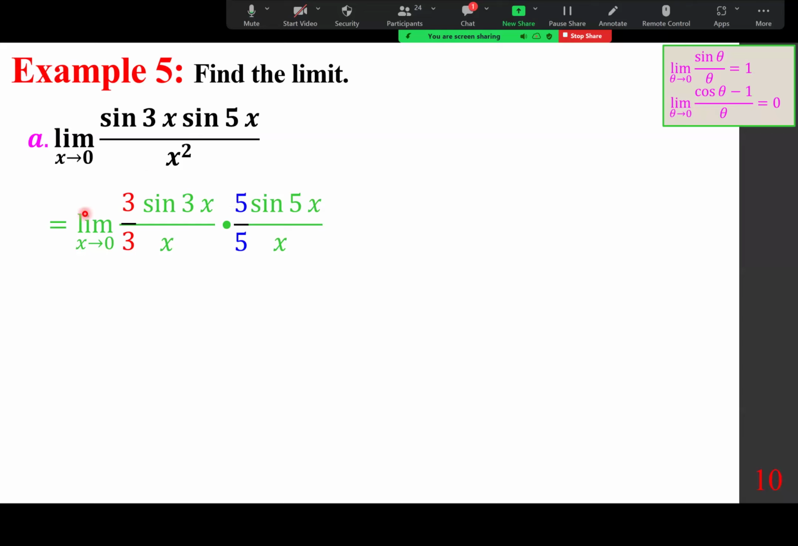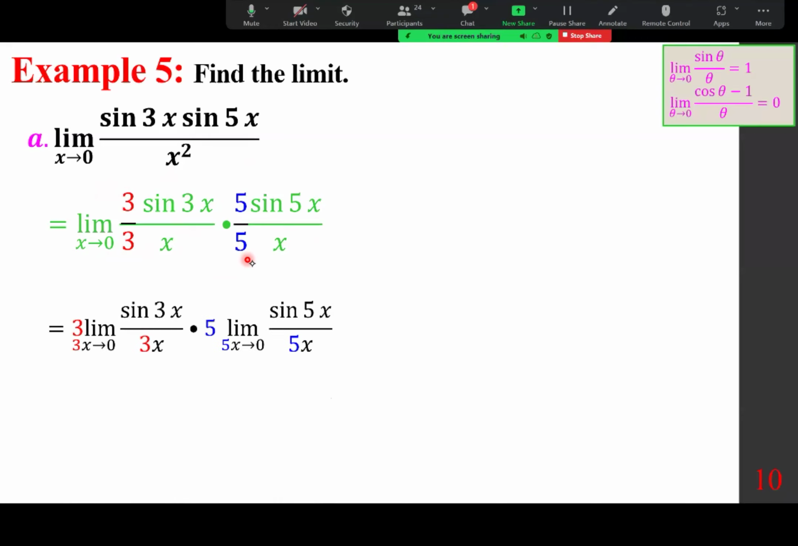for this one, you take this 3 out of the limit. And by the way, the limit of this piece times the limit of this piece, those are the limit laws. So for this one, you take the 3 out. For this one, you take the 5 out. So take a look at what happens here. Now, x is approaching 0.